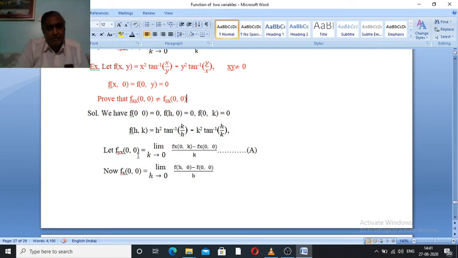Let f_yx(0,0) = limit k tends to 0 of [f_x(0,k) − f_x(0,0)]/k. We find f_x(0,k). First, f_x(0,0) is equal to limit h tends to 0 of [f(h,0) − f(0,0)]/h.